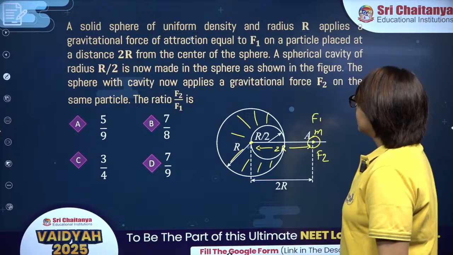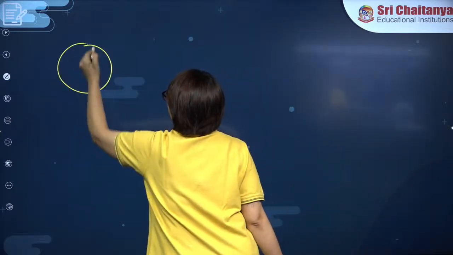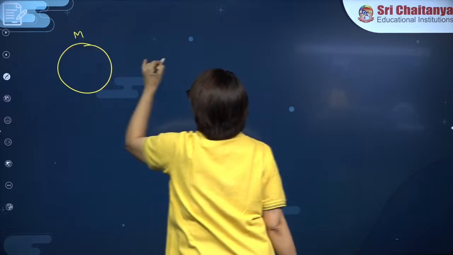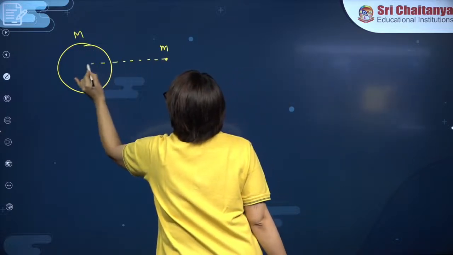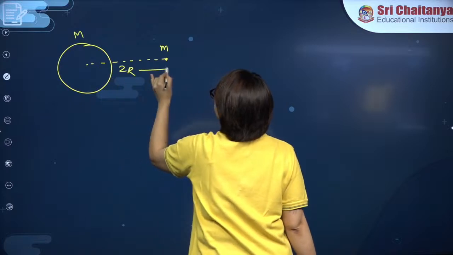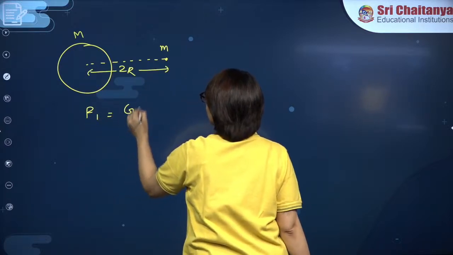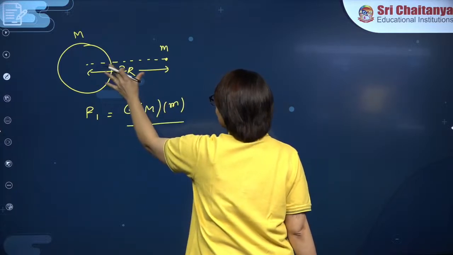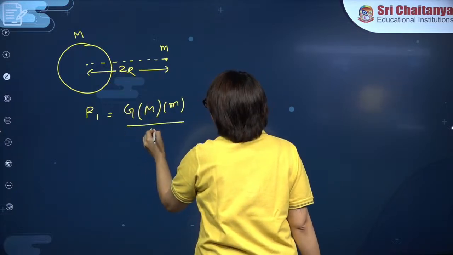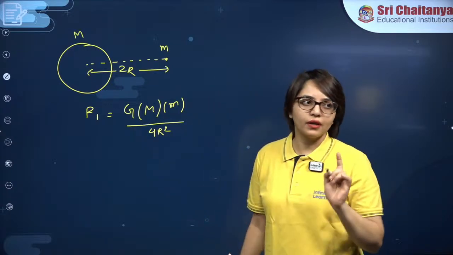All right. So, if the complete sphere is there, let's say the mass of the sphere is capital M and the small m is placed at a distance 2r from the center of the sphere. Then what is the value of F1? G m1 m2 divided by r square. The separation is 2r whole square, which is 4r square, right?